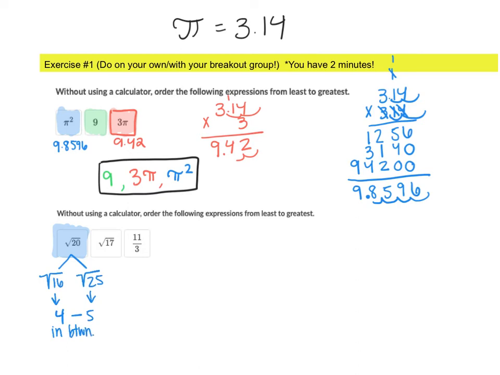Okay, the next one, I'm going to be doing pretty much the same thing. I have the square root of 17. Well, I don't know what that equals, but I know 2 square roots that come before and after it. So again, before I have the square root of 16, which is 4, and the next one that comes after is the square root of 25, which is 5. So that didn't really help me out much. I know that it's just in between 4 and 5 again. And then this last one here, 11 over 3.